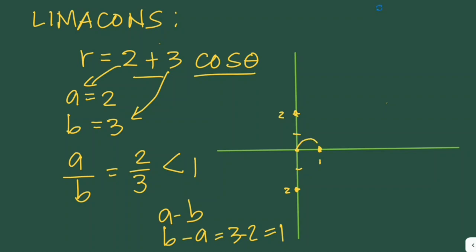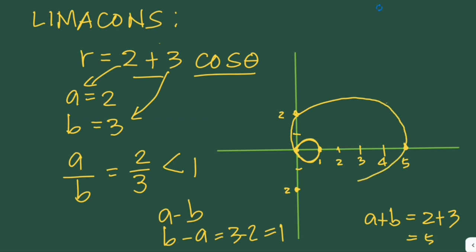Then let's graph this. And for our outer loop, the other intercept, that would be A plus B. So this is just 2 plus 3, equals 5. So we count 5 units from the origin. 1, 2, 3, 4, 5. So this point here. And then we can draw our graph. It will look like this.